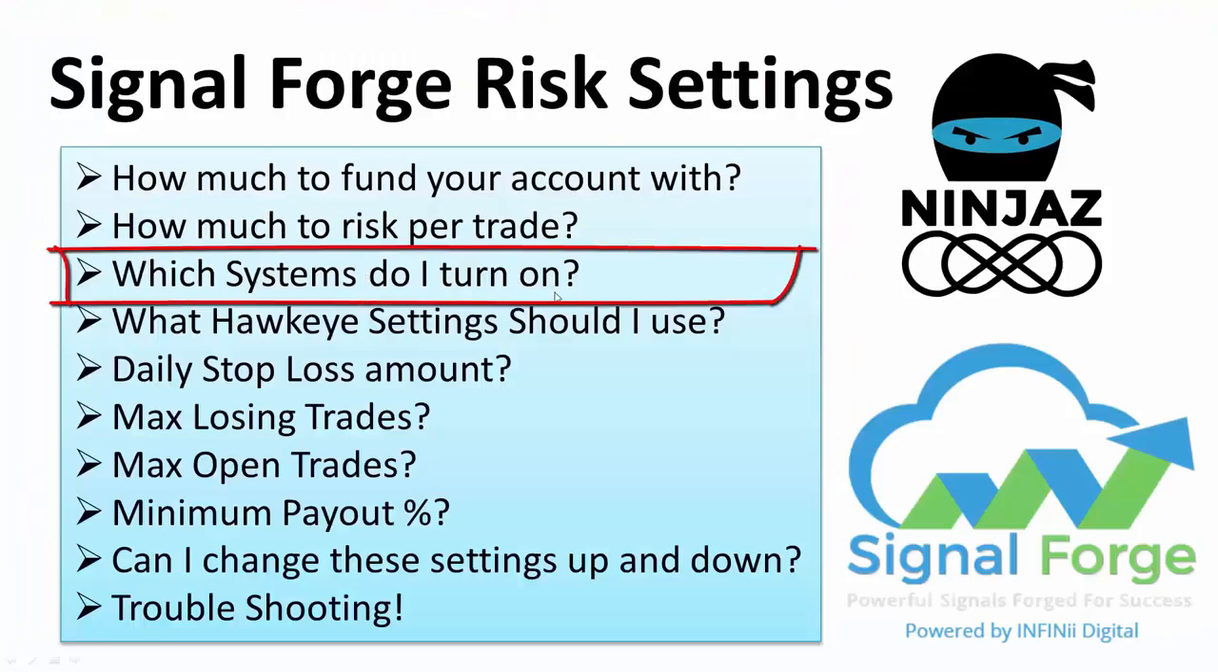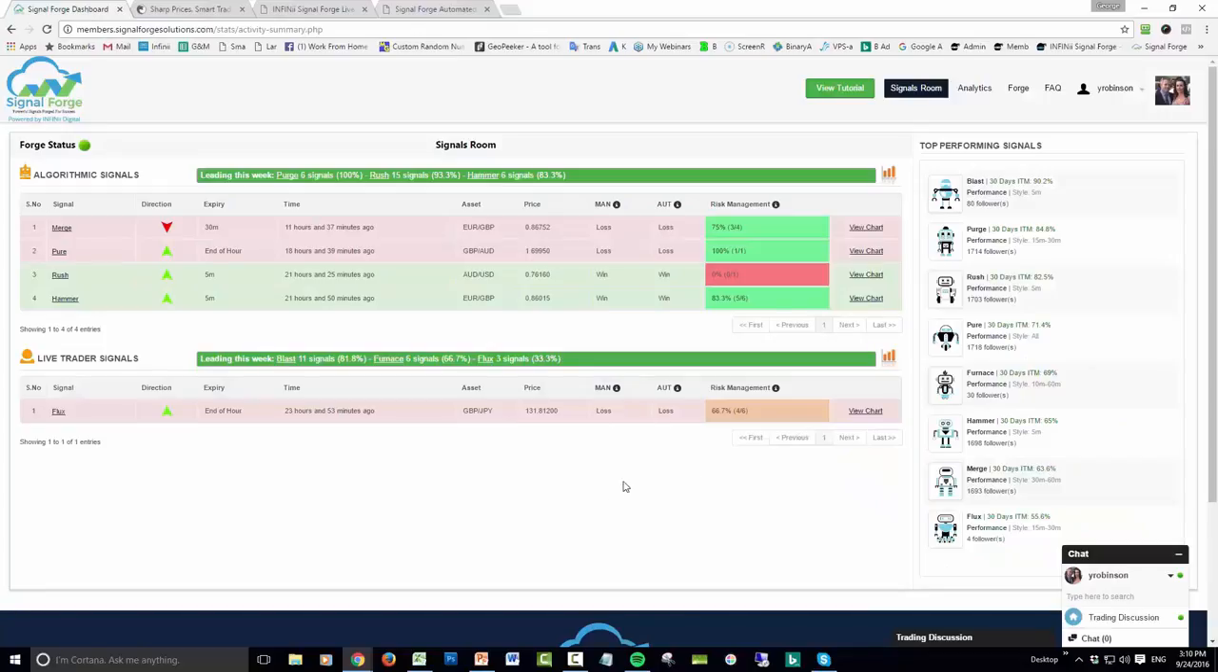Now, which systems do I turn on? If we have a look at our account here, so this is members.signal-solutions. This is the program running. It's normally running on our VPS, but it's the weekend at the moment, so I'm shooting this video on my local PC. So first up, we'll just have a quick look at this screen here so you understand what they're trying to display, the information they're displaying here.